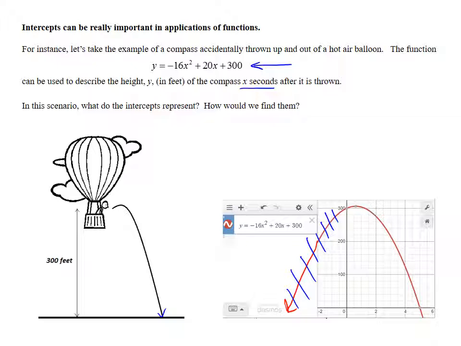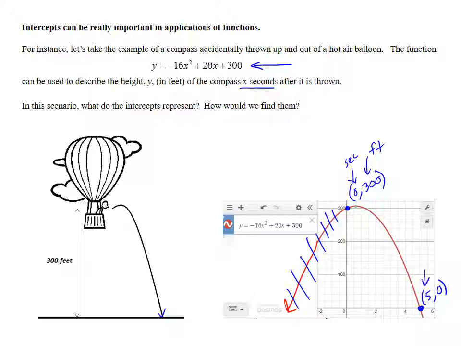So in the application here, the x-intercept that matters is the one that is for positive time. And we can see that that location is (5, 0). And then our y-intercept here we can see started at 300. Now what do those mean, (0, 300) and (5, 0)? Well, remember, x is in seconds and y is in feet. So this y-intercept is saying that 0 seconds after the compass is thrown, so basically when it's thrown, the height of the compass is 300 feet. So when the compass is thrown, it was at a height of 300 feet.